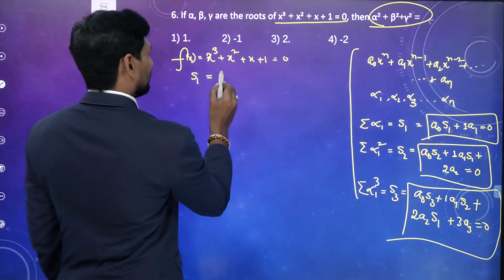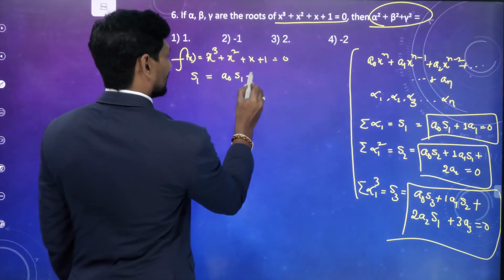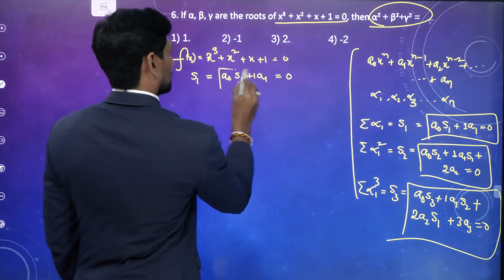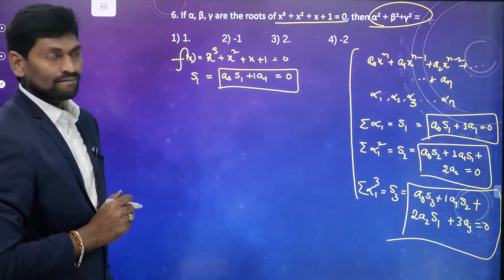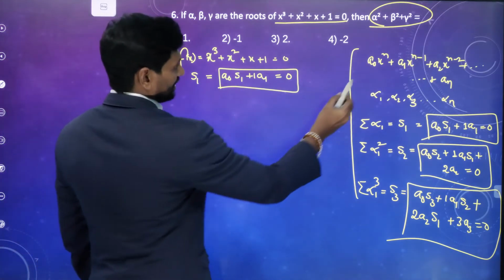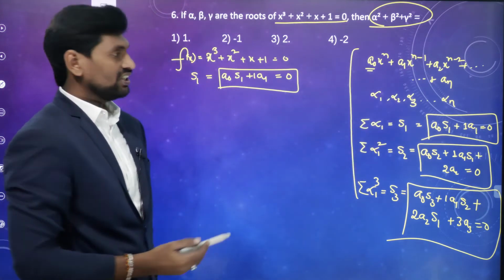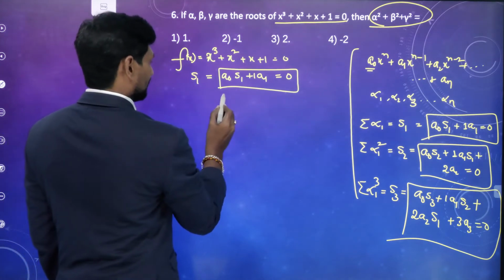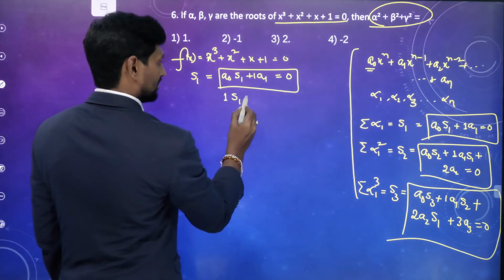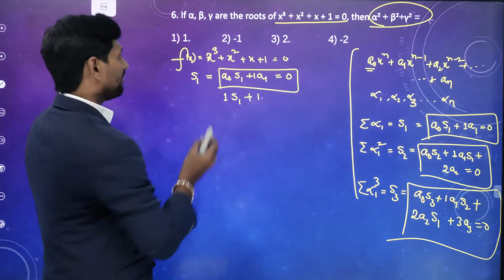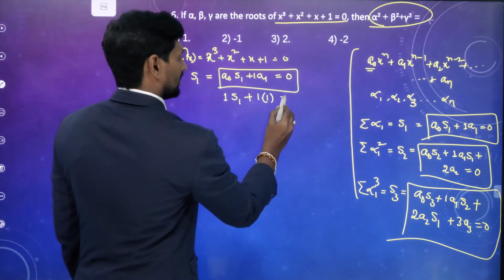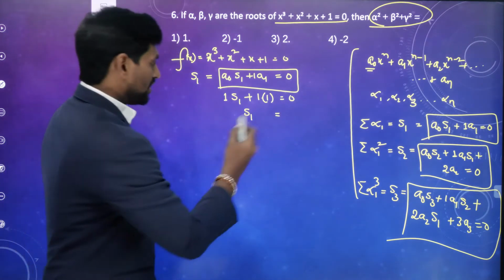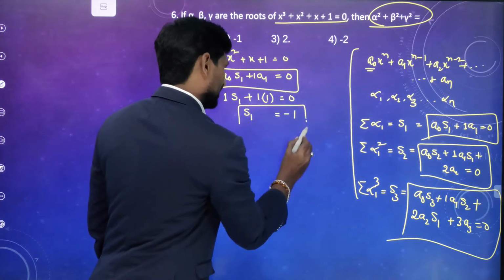Now the S1 value. S1 is given by the condition A naught S1 plus A1 equals 0. Here A naught is the highest power coefficient, next A1, A2, like this. So A naught is 1. That means 1 into S1 plus 1 into A1, whose value is also 1, equals 0. 1 into S1 is S1, plus 1 equals 0, transpose that side, so S1 equals minus 1.